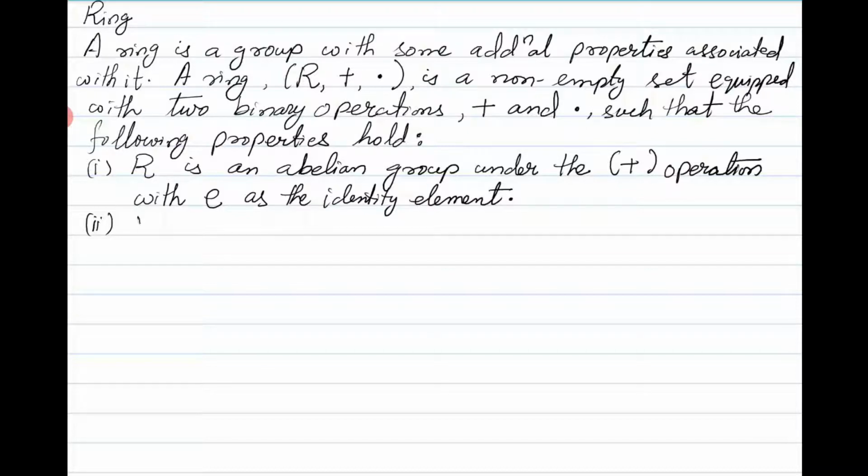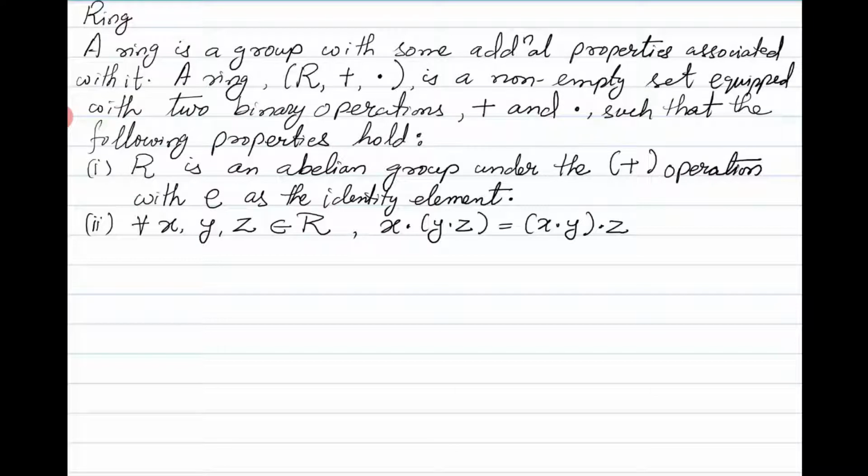Next, for all x, y, z in the set R, the associativity property is satisfied for the dot operation. That means x being multiplied to the multiplication of yz is the same as xy being multiplied to z.